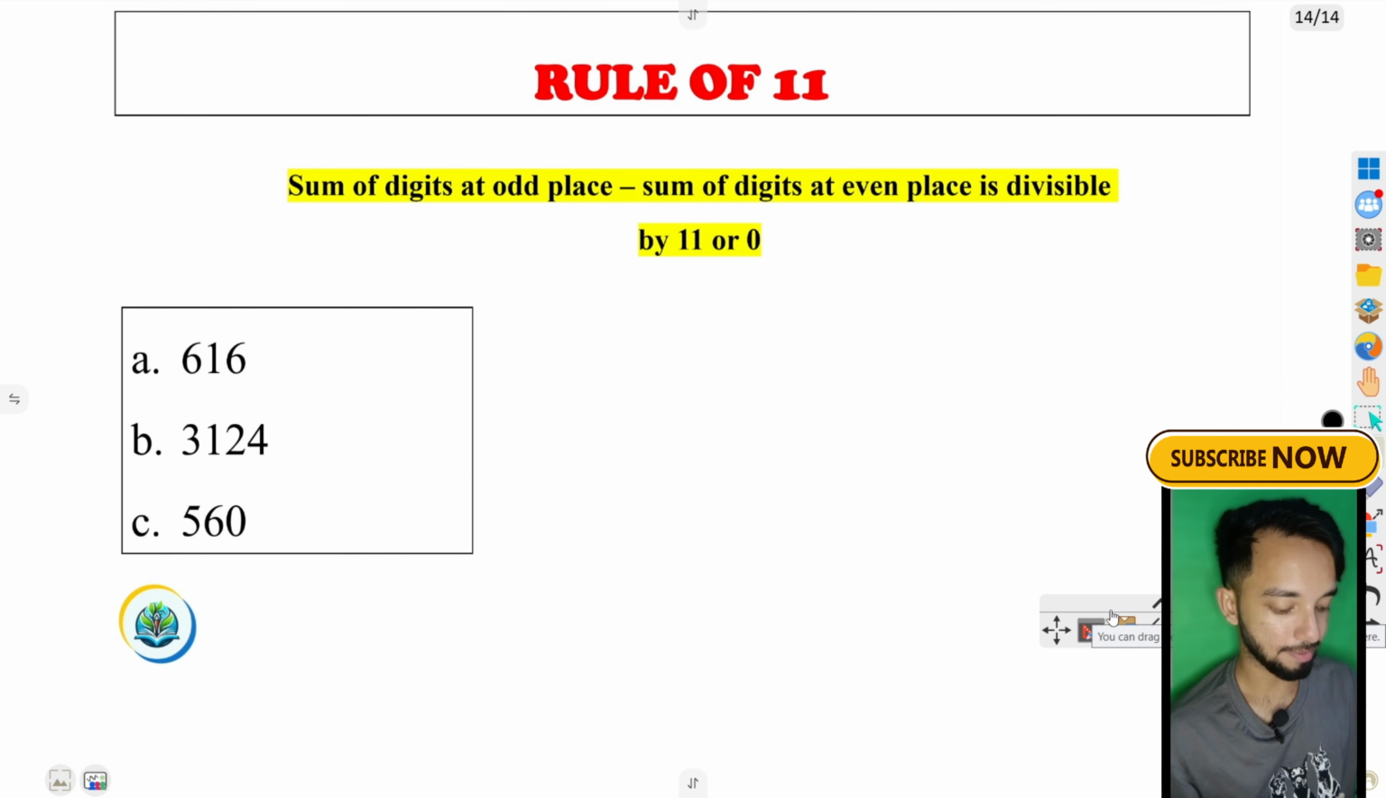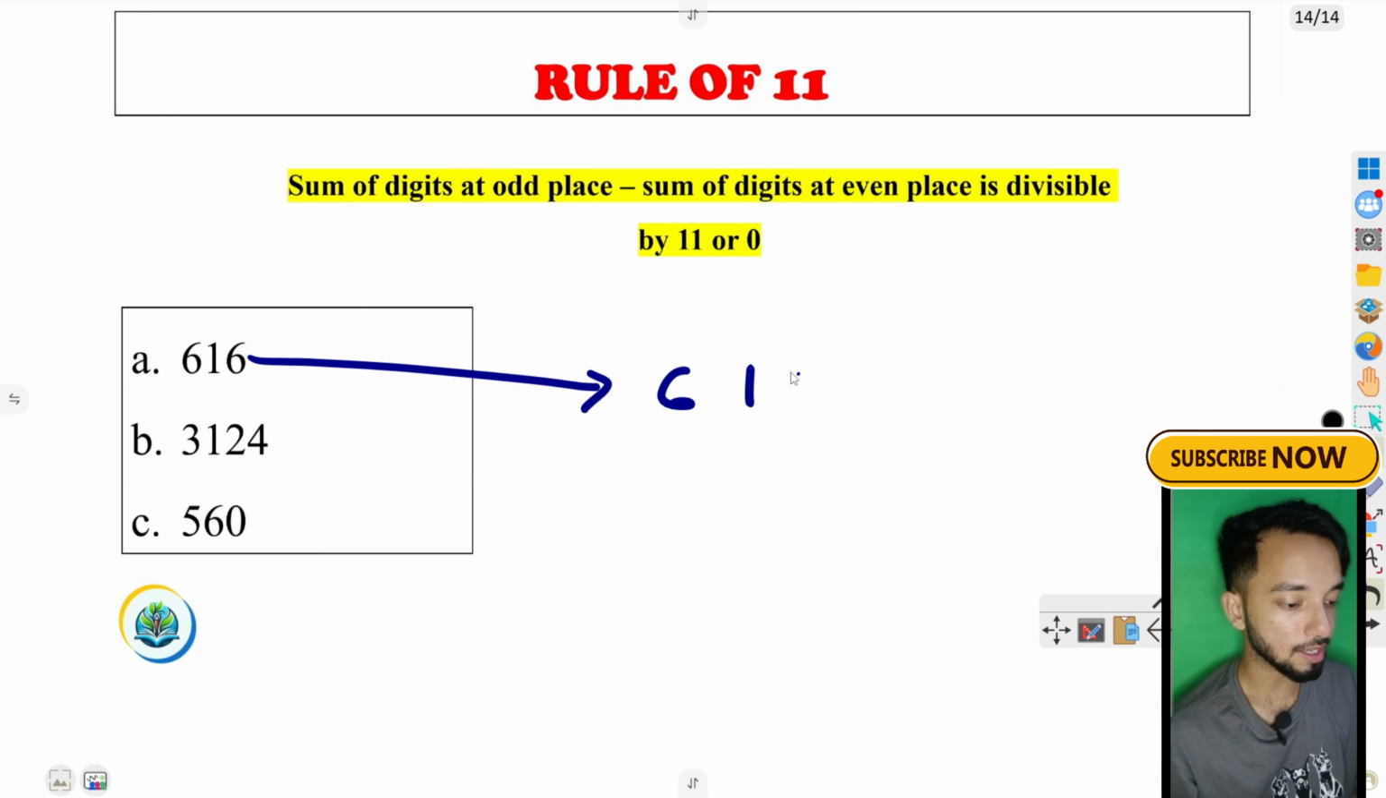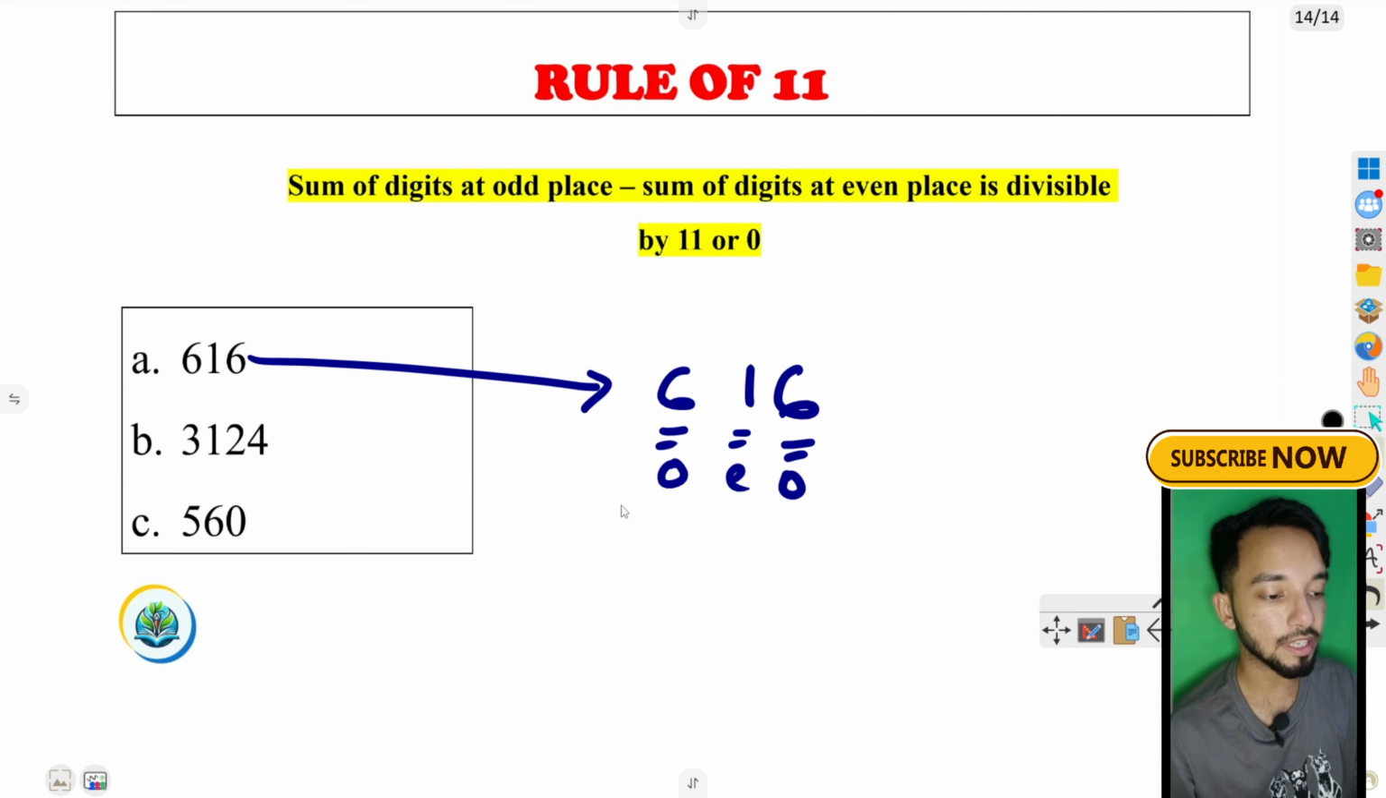Very simple. Let us take the first example, that is 616. This one is the odd place, this one is the even place, and this one is the odd place, right? This is odd, this is even, this is odd. So what we need to do is sum the digits at odd places. That is 6 plus 6.